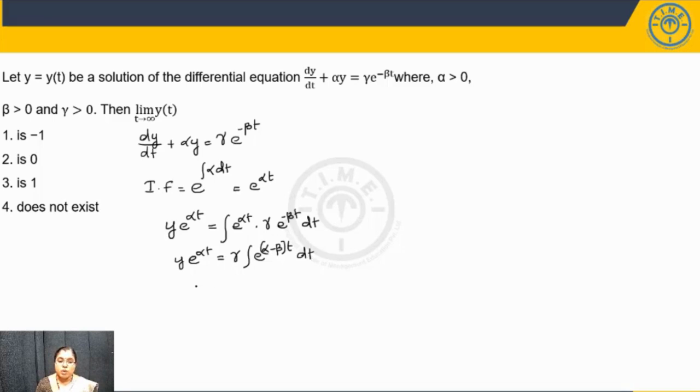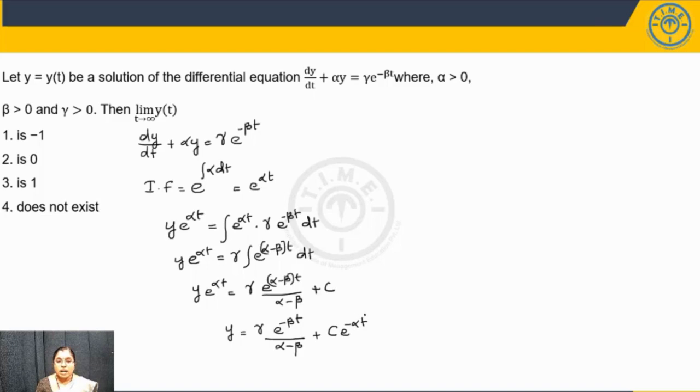Now let's integrate. So what do we get? y e raised to alpha t equal to gamma into, what is the integral of e raised to nx? e raised to nx by n. So e raised to (alpha minus beta) t by (alpha minus beta) plus c. Now let's divide the whole equation by e raised to alpha t. So we get y is equal to gamma into e raised to minus beta t divided by (alpha minus beta) plus c into e raised to minus alpha t.